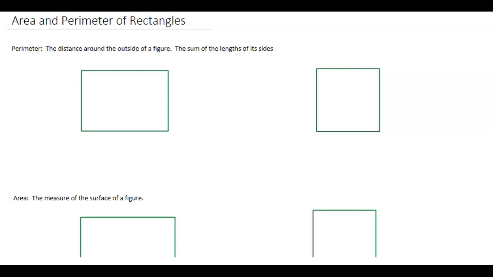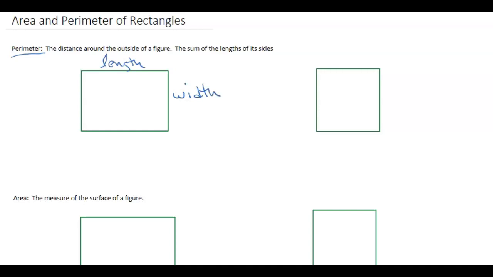In this video, we'll look at the area and perimeter of rectangles. The perimeter is the distance around the outside of a figure, which is the sum of the lengths of its sides. So in a rectangle, we usually call one side length and the other side width.